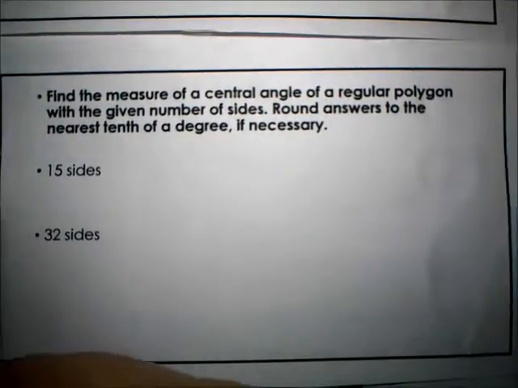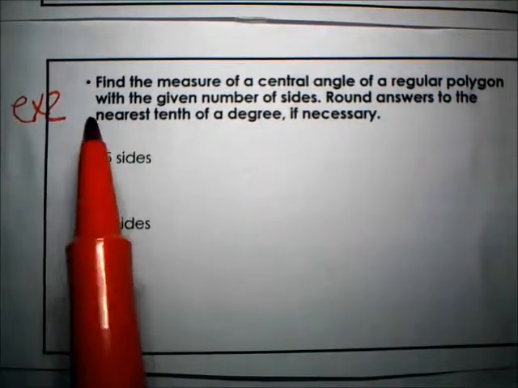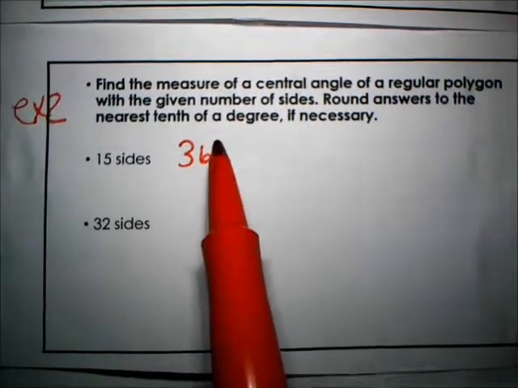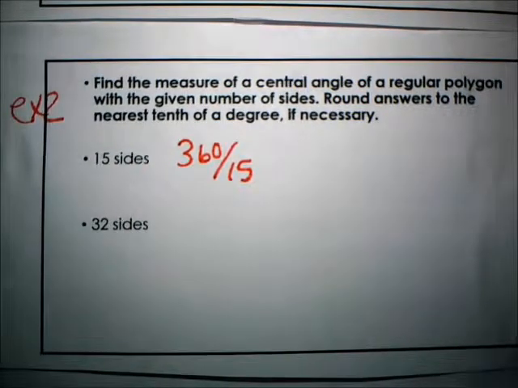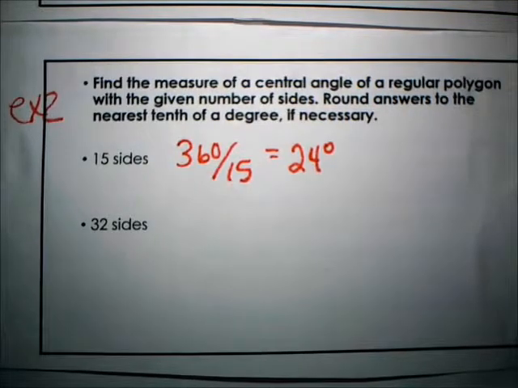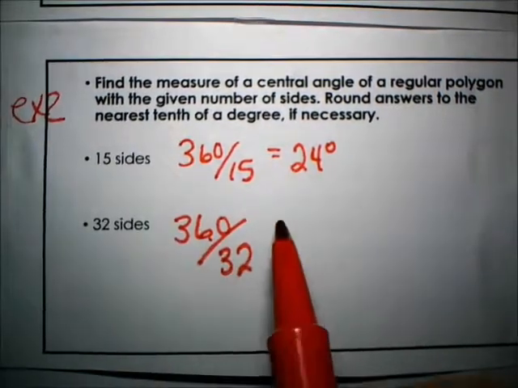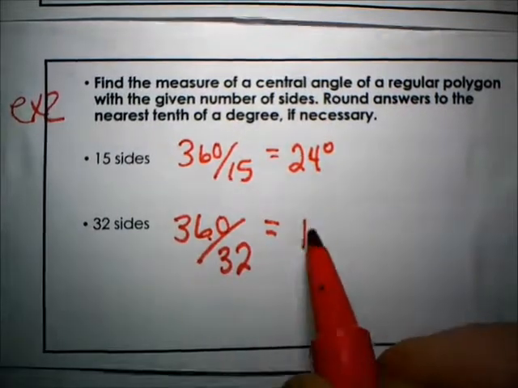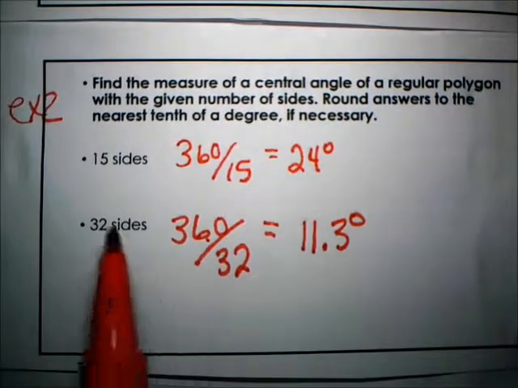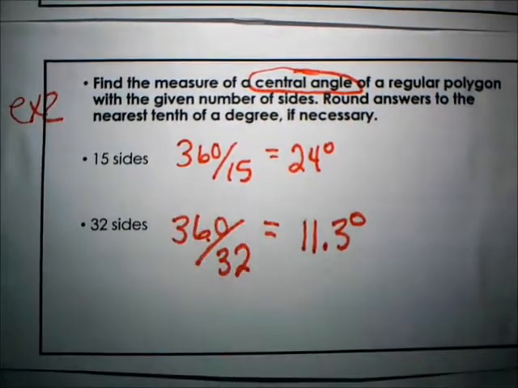If I look at example 2, the first one says find the measure of the central angle of the regular polygon given the number of sides, rounding to the nearest tenth degree if necessary. So I take the 15, so I do 360 divided by 15, and when I do that calculation I come out with the central angle being 24 degrees. If I take the 32 sides, I take 360 divided by 32, and when I do that calculation I get 11.25, so that rounds to 11.3 degrees. And that's always how you find the central angle of that shape: do 360 divided by the number of sides.